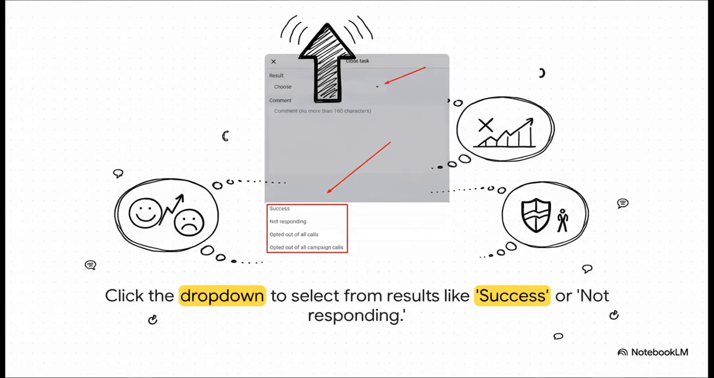As soon as the call ends, this closed task window will pop up. Just click on the Result drop-down menu, and you'll see a list of options. You'll find things like Success, Not Responding, or even Opted Out. Just pick the one that best matches how the call went.